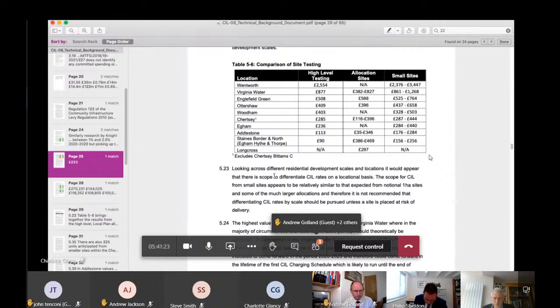And that is the one with, so SL2 should be in Zone B, which is the Broxend Nursery site. Okay. Is it just that one? It's SL2 and SL12. So you have SL2, the Broxend Nursery site, and SL12, which is Ottershaw East.